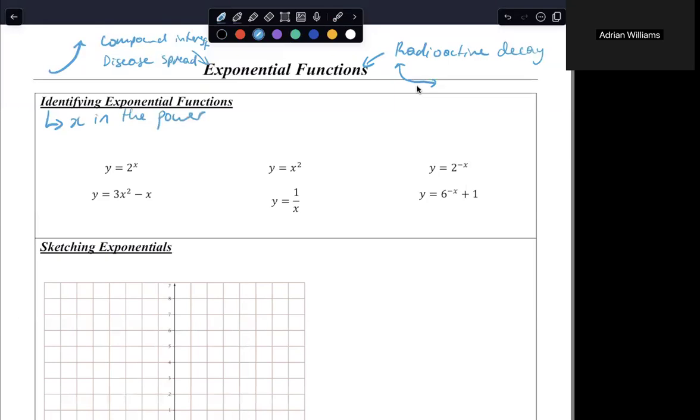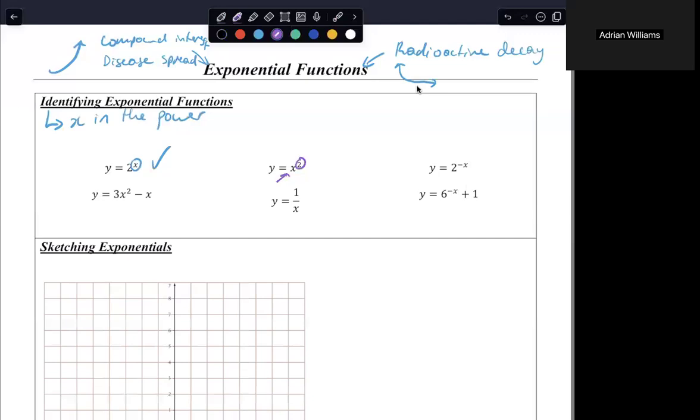So if I go through and have a little bit of a look here, you'll notice that the x is inside of the power for this particular one here. So it's 2 raised to the power of x. So that is an exponential function. If I then compare it with this next one, noting that in the power we have a 2 and x is actually in the base, that's not an exponential.